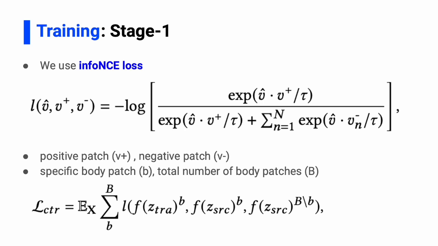So for a characterized body patch FZ translation, we set this positive patch FZ source as the patch in the same location in Z source, and negative patches are FZ source with large B without b, since small b is a specific body patch and large B is the total number of body patches. So simply, positive patch means body patch with similar location, and negative patch is the opposite ones. Anyway, the important part is that this contrastive loss considers locations of body patches.